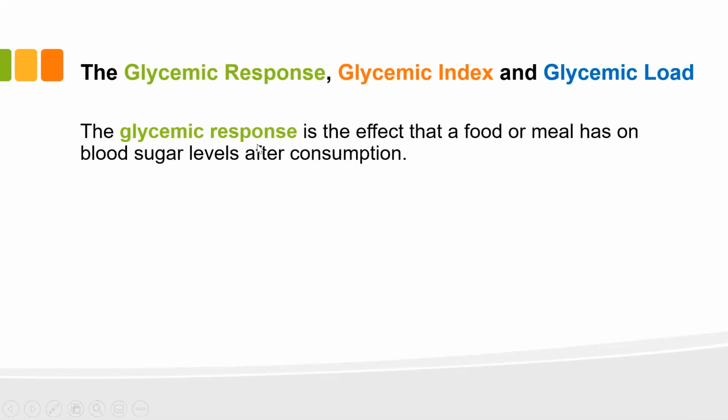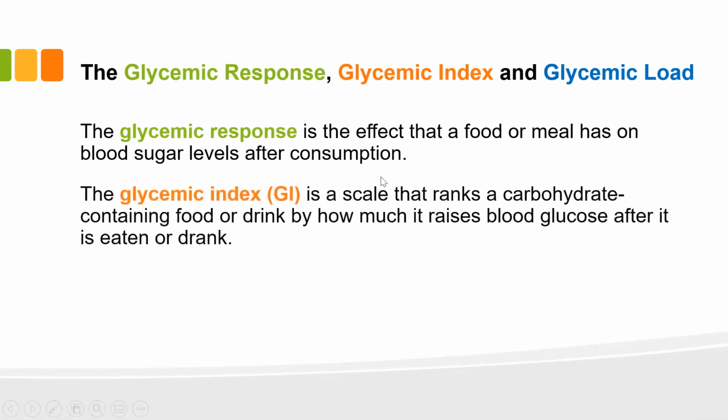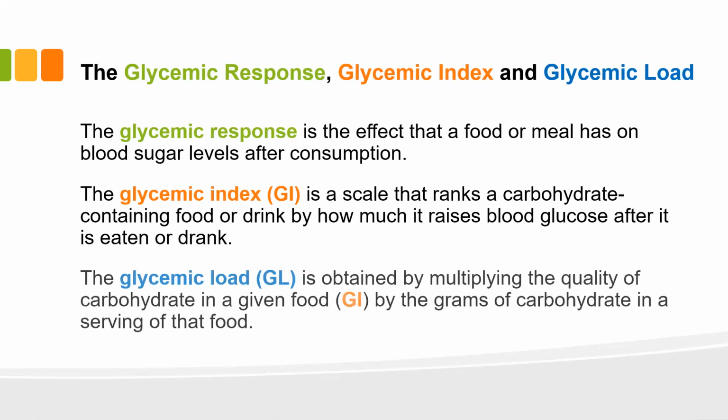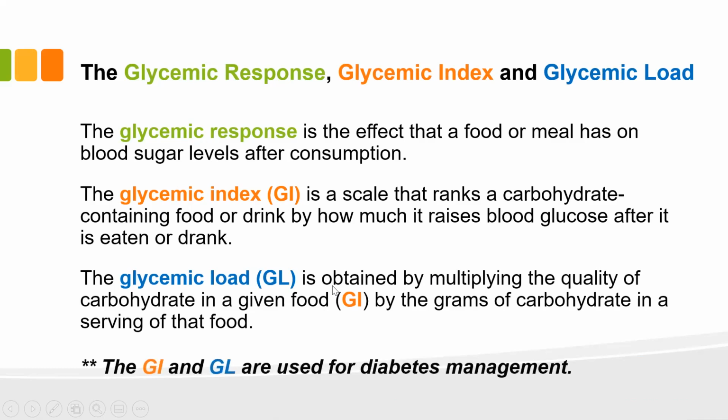The glycemic response is basically the effect that a food is going to have on your blood glucose levels. The index is very closely related to the response, but it's a scale that's been developed that ranks everything based on pure sugar, by which I mean sucrose, and white bread. And I'll show you some examples in a moment. The glycemic load is basically you multiplying the quality of the carbohydrate of a given food by the grams of carbohydrate. Like I said, these are used by diabetics in many cases, and most people will talk about the glycemic index versus the other two factors.